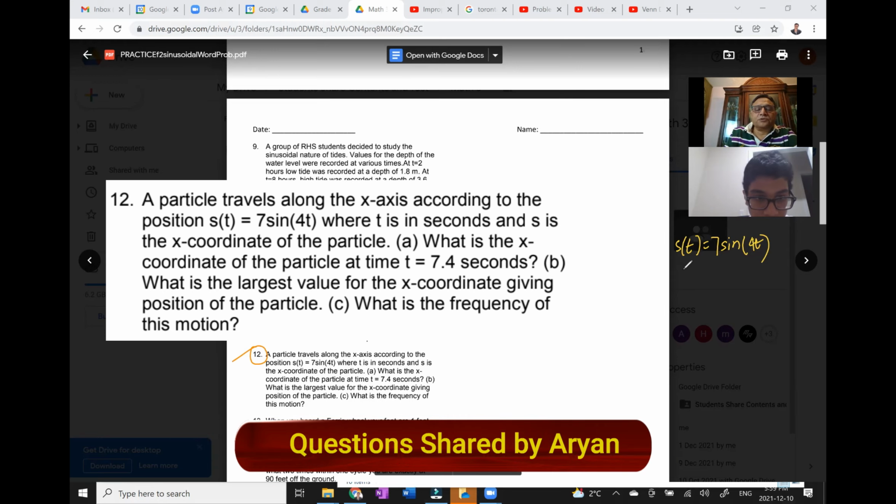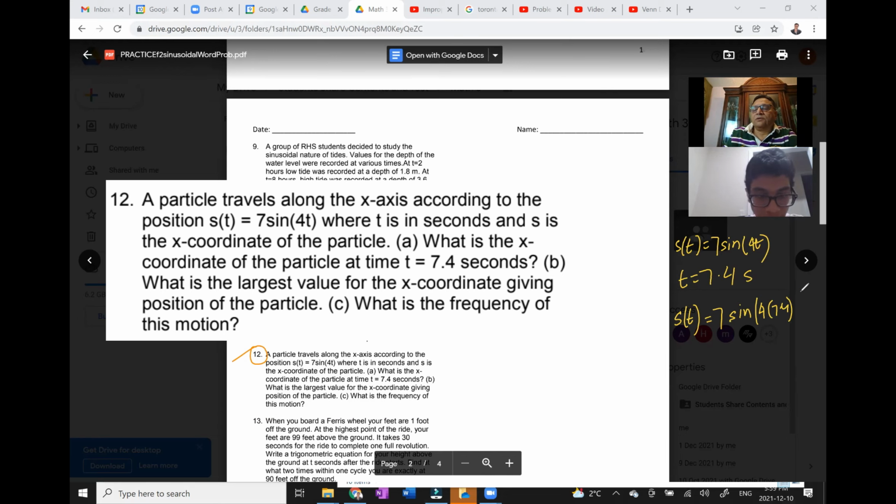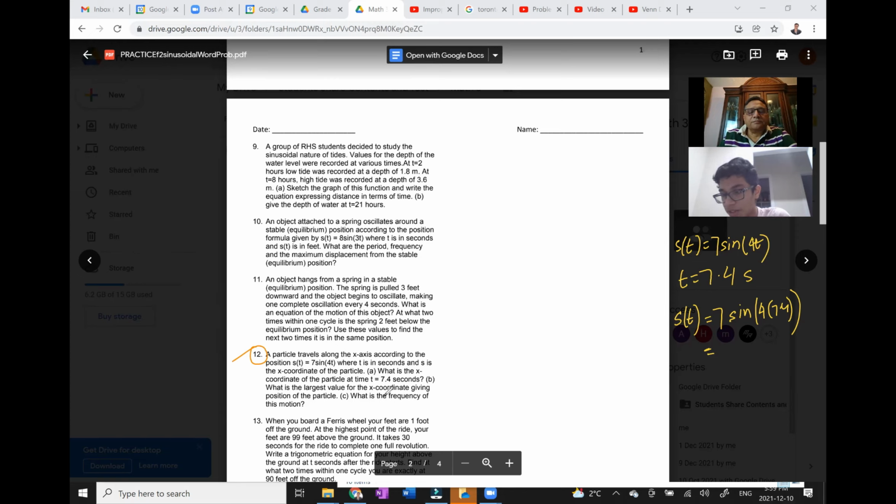So at t equals 7.4, if I put that directly, you get the position s of t, which is 7 times sine of 4 times 7.4. Can you calculate this? In radians, it is negative 6.79. So basically, let's try to understand what is happening here.